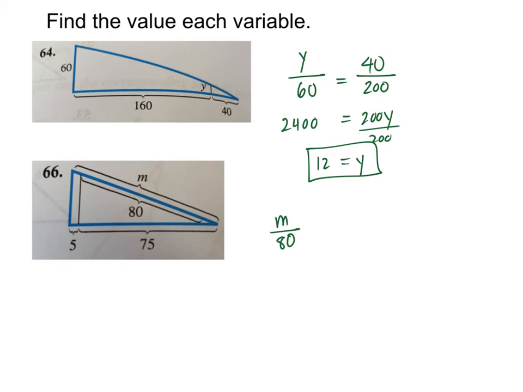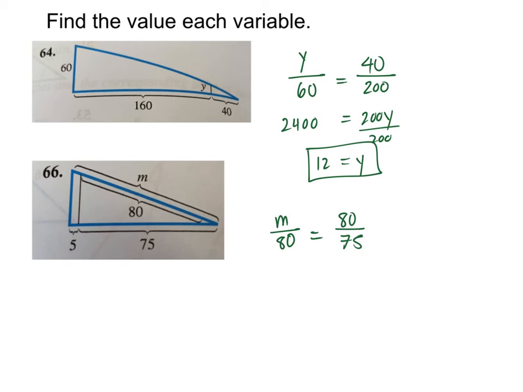So that's 80. Now remember, the m comes from the big triangle, so I can use maybe the length of the base. So 5 plus 75 is going to give me the base of the big triangle, which is 80, over the base of the small triangle, which is 75. So notice how the base of the small triangle is your 75 value.